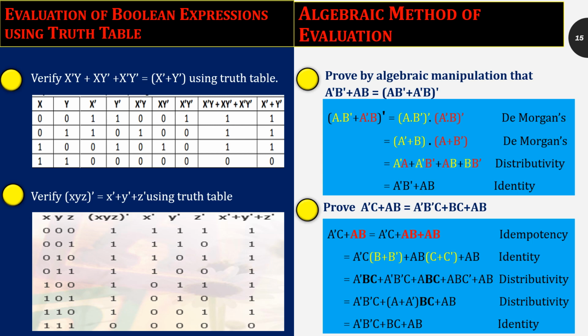As we know, this A plus A bar is 1. So we'll have the equation as A bar B bar C plus BC plus AB. Okay, now we got the right hand side, and hence the expression is proved.